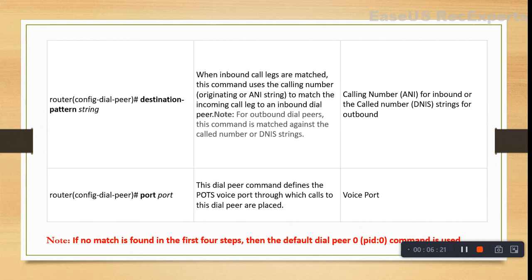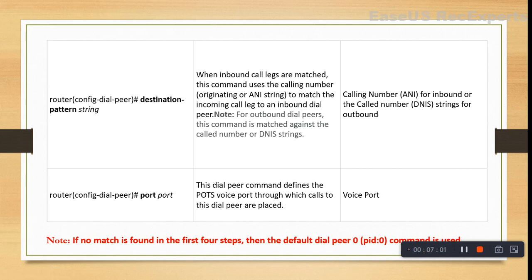For outbound dial pairs, this command is matched against the called number or a destination pattern, a destination number, right? So if you see here, calling number is the basis for inbound dial pair and the called number string or DNIS will be basis for outbound dial pair. So if you're using this dial pair as an incoming dial pair using destination pattern command, ANI or the calling number will be the basis of selection. When you are using a dial pair using destination pattern command for outbound leg, then called number or DNIS will be the basis of selection.